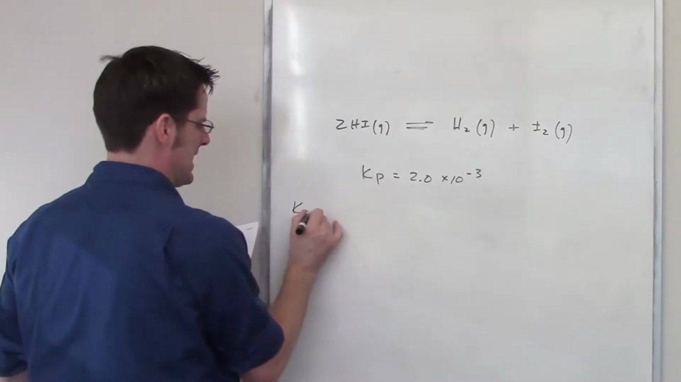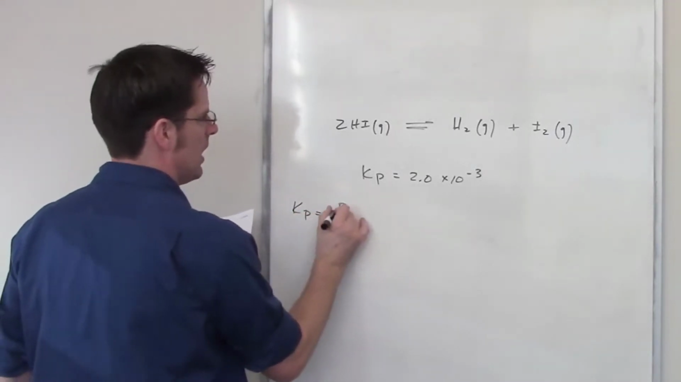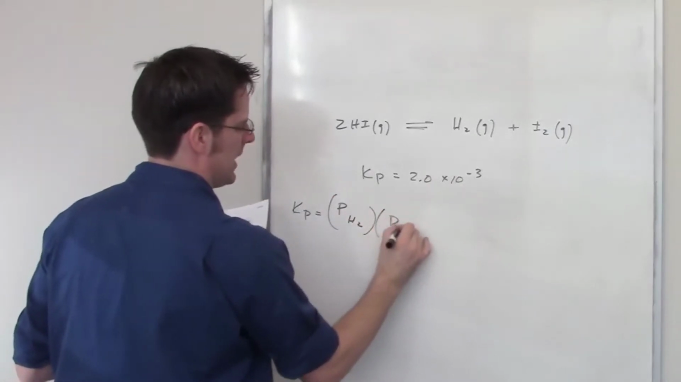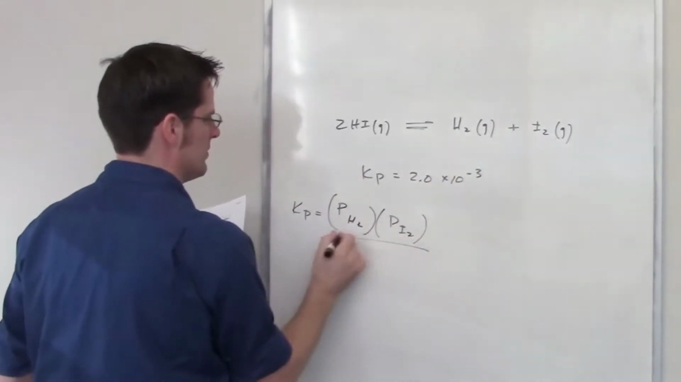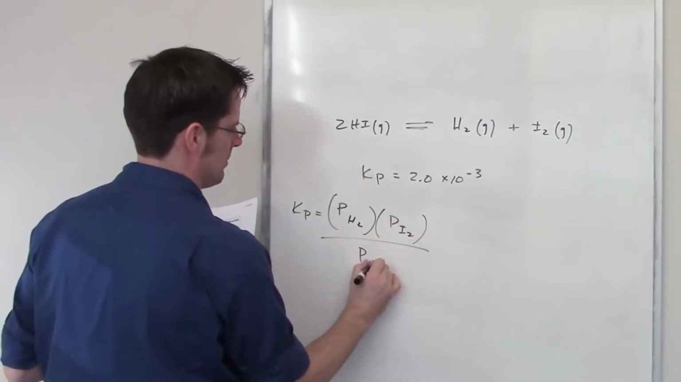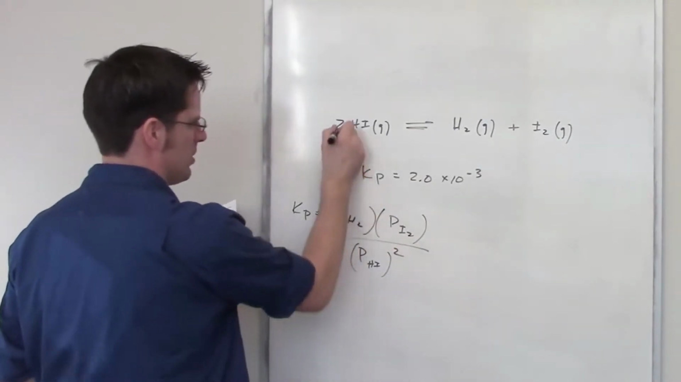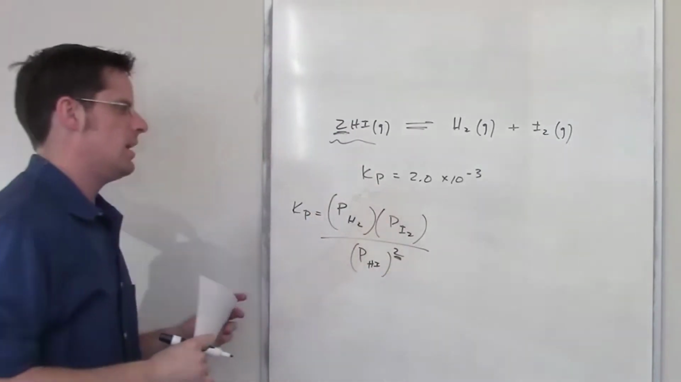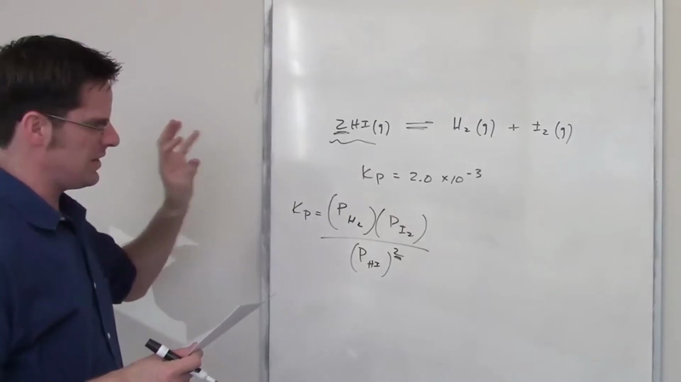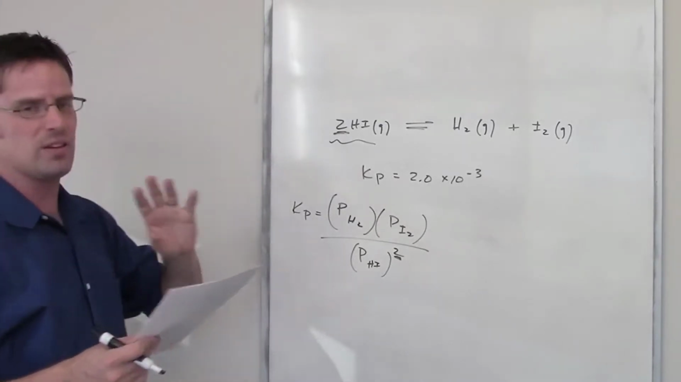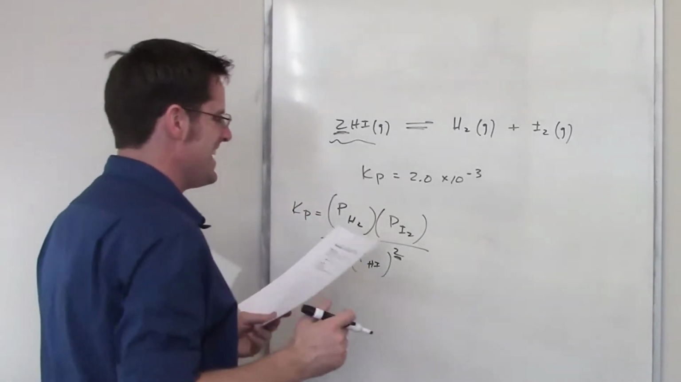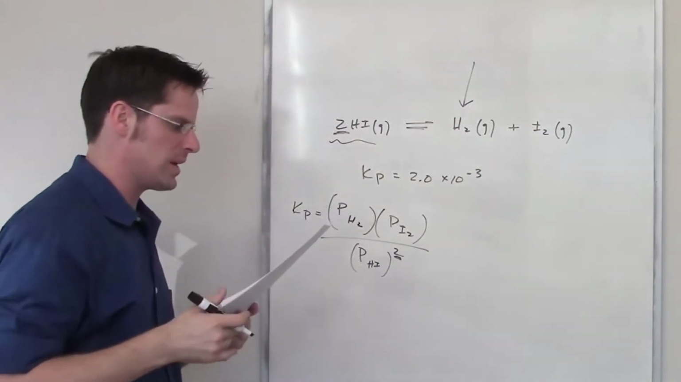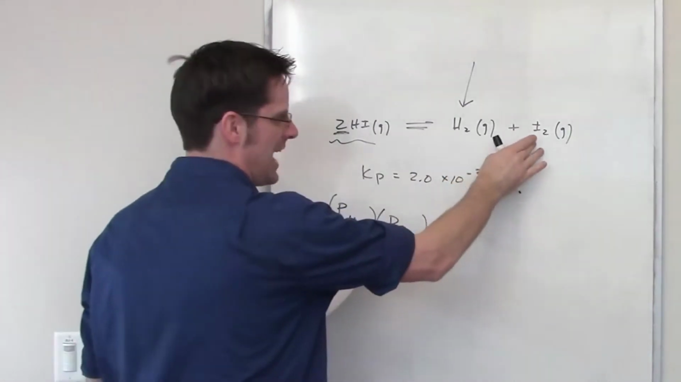Kp, of course, is going to be equal to the individual pressures of the products, H2, multiplied by the pressure of I2, divided by the pressure at equilibrium of HI squared, because that number goes from being a coefficient to an exponent. And frankly, as I think about it, the Kp value is not actually relevant at all to be able to answer this question. It's asking me that if I add H2 to the system once it's already reached equilibrium, what's going to happen to iodine?